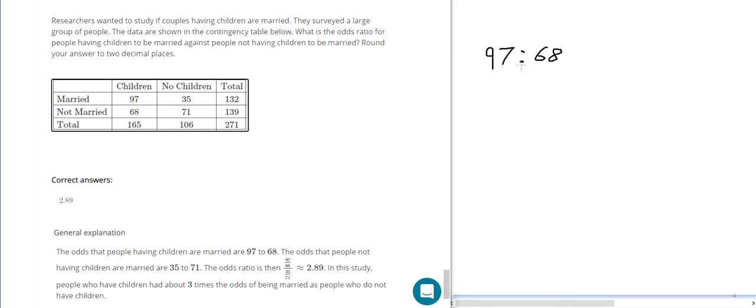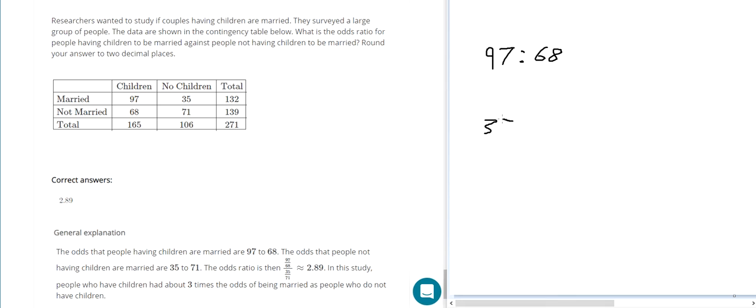So that's the first odds ratio, and then for the second one, against people not having children to be married. So here's the column of people that do not have children. So we're supposed to state the odds of people not having children to be married. There's 35 people that did not have children that were married, and there were 71 people that did not have children that were not married. Right? So the odds of a person not having children and being married is 35 to 71.